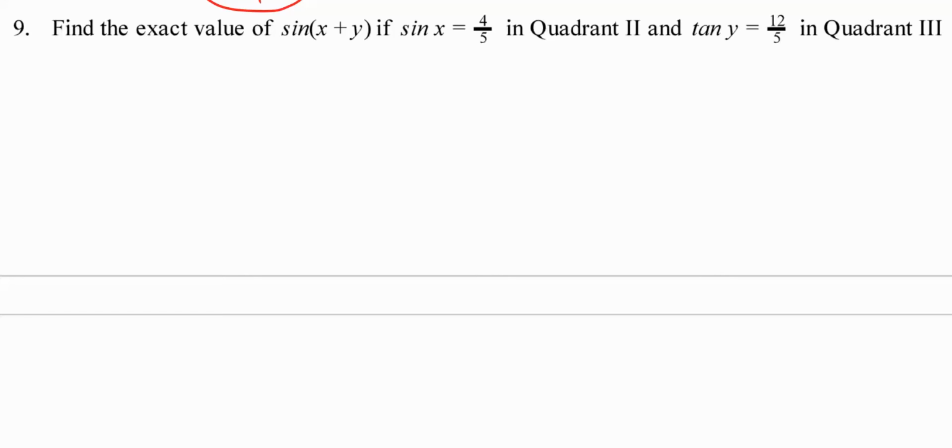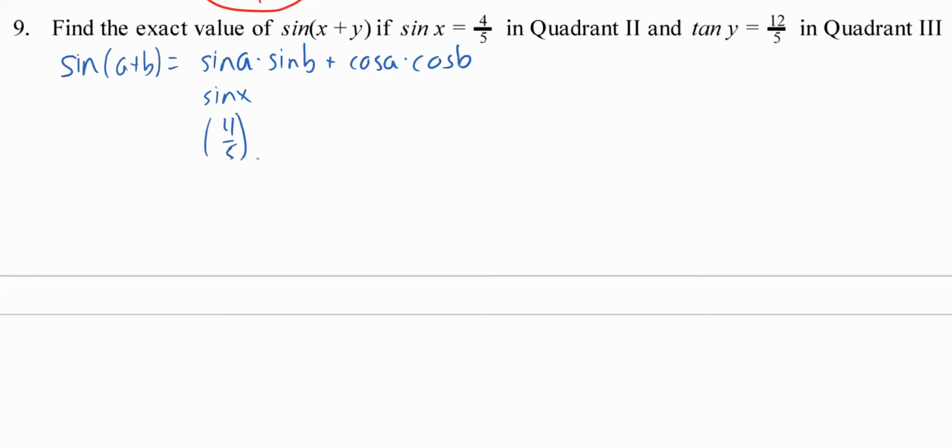So our formula again for the sine of a plus b is the sine of a times the sine of b plus the cosine of a times the cosine of b. So for us, we need to know what is the sine of x and y and the cosine of x and y. So we already know that the sine of x is 4/5.